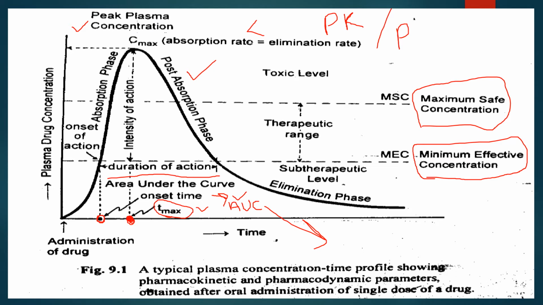So what are the pharmacodynamic parameters? First one is minimum effective concentration. Second one is maximum safe concentration. Third ones are onset of time, onset of action, duration of action, intensity of action, therapeutic range, and therapeutic index. These are the pharmacodynamic parameters.